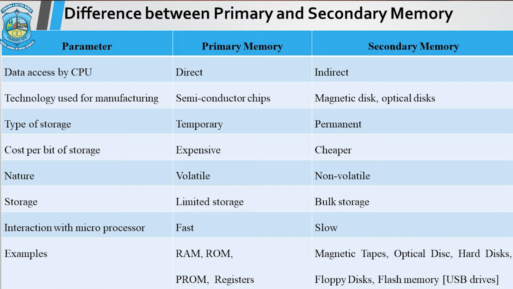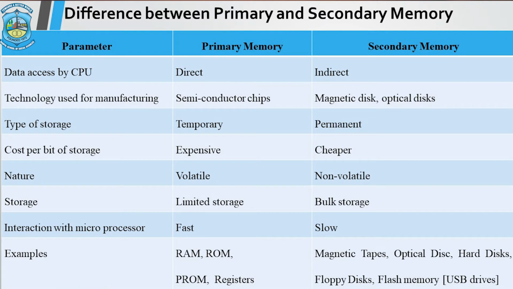The technology used for manufacturing primary memory is semiconductor chips, whereas for secondary memory, magnetic disks and optical disks are used. The type of storage is temporary in primary memory, whereas it is permanent in the secondary memory. The cost per bit of storage is very expensive for the primary memory, whereas it is cheaper for the secondary memory. The nature of the memory is volatile in case of primary memory, and it is non-volatile in case of a secondary memory.